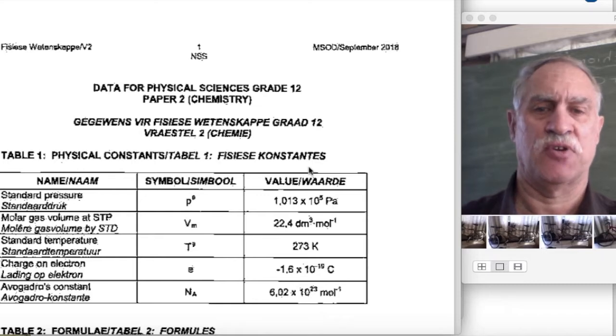Now it's the first day of the coronavirus shutdown and a man's mind naturally turns to stoichiometry.